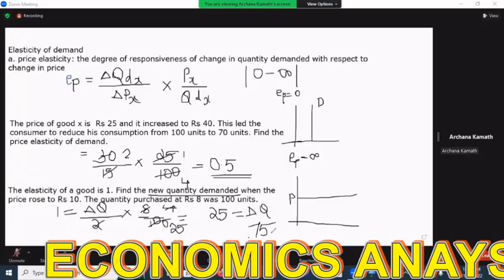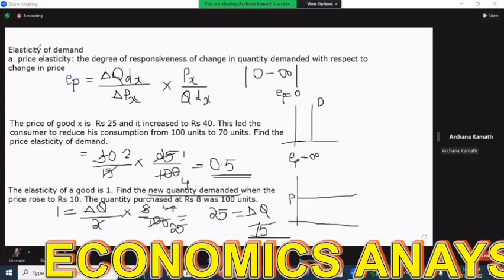Some have given 125 also, that is also wrong. Here is where you can apply the logic of the law of demand. When the price is increasing, as a normal consumer, you will be consuming less of a commodity. So when the price was 8, your consumption was 100, but when the price has increased to 10 rupees, obviously you're going to cut down your consumption by 25, and your present consumption at 10 rupees is 75.